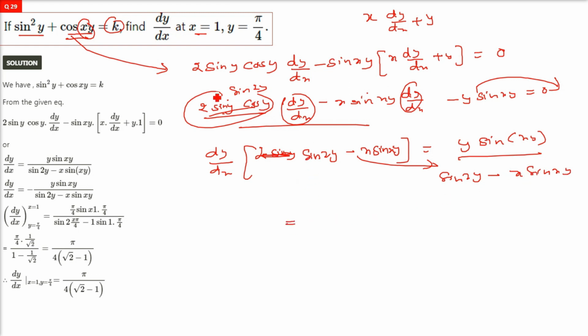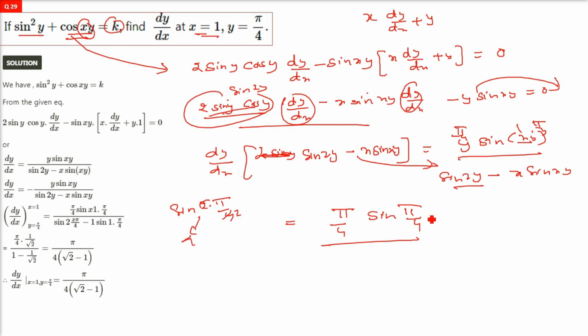So now we will put x as 1 and y equal to pi by 4. X is 1, so wherever x is there you can just eliminate it. Y will be pi by 4. So it is pi by 4 times sin of x y, where x is 1 and y is pi by 4, so sin pi by 4. In the denominator, sin of twice y: 2 into 45 is 90 degrees. So sin pi by 2, which is sin 90. I am writing it as 1, since sin 90 is 1.